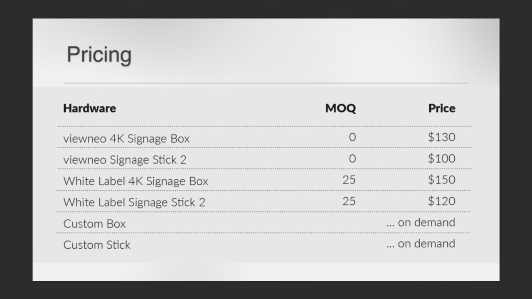And now I would like to show you our hardware pricing. So if you go with the enterprise solution and use the Viewneo brand, you will get the 4K signage box for 130 each, and the stick number 2, which will be released very soon, will cost 100 per piece. So if you go with the white labeling, you will also get our hardware non-branded, and the pricing is different from the Viewneo brand. For the 4K signage box, it's 150, and for the sticks, it's $120.